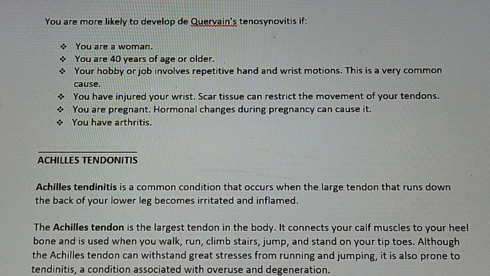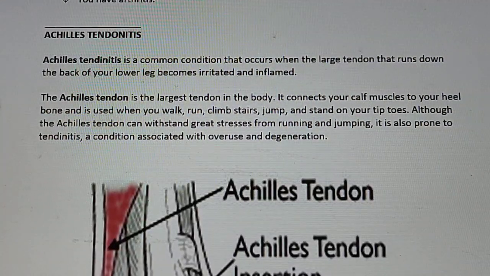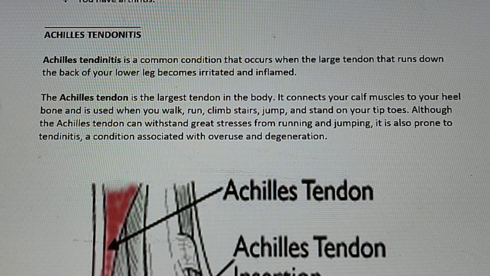Additional information of de Quervain's tenosynovitis. Just read on this. Now we have the Achilles tendonitis. There is some information here, and just take a look at it and read this.